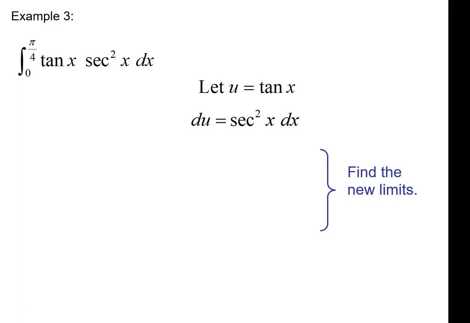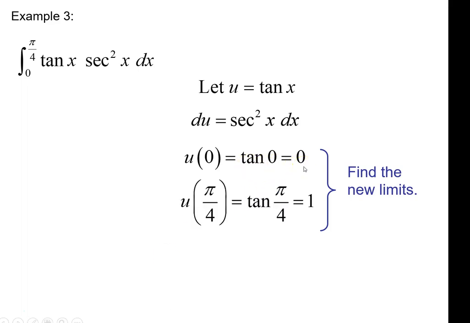So let's get the new limits of integration. If u is tangent x, then u of 0 will be tangent of 0, which means 0 is still the lower limit. U of pi over 4 will be tangent of pi over 4, which is 1. So my new integrand becomes the integral of u du from 0 to 1.